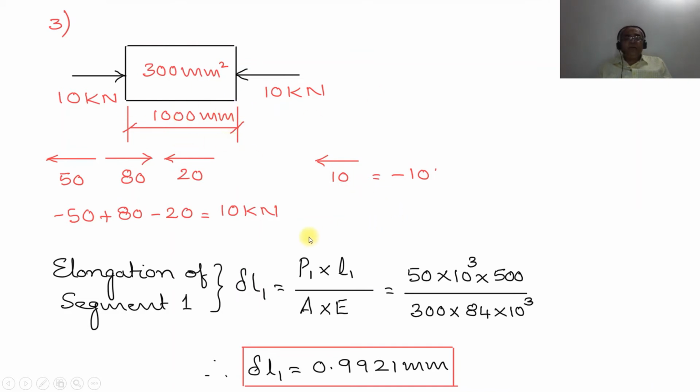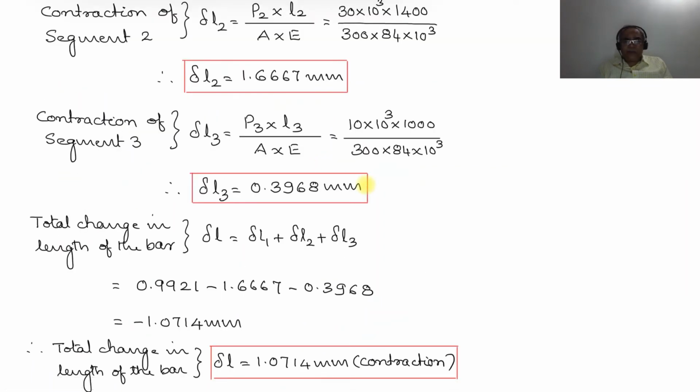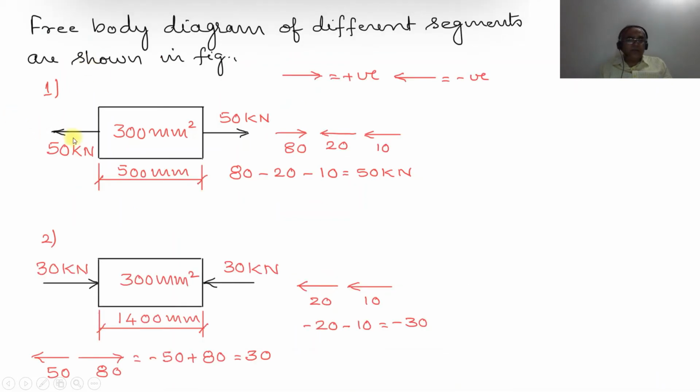Next we need to find the total elongation of segment 1. Considering the force acting on the first segment, which is 50 kilonewton, the elongation of segment 1, delta L1, will be equal to P1 by... what is P1? P1 is nothing but 50 kilonewton. According to this convention, 50 kilonewton is acting, so it is a tensile load.